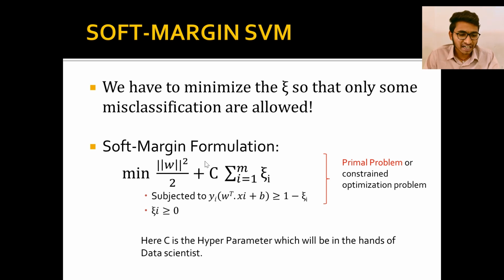We also call it a constraint optimization problem. We want to find the values of w and the zetas such that these constraints would be satisfied and this formulation would be minimized, right? This is a constraint optimization primal problem. Now who will help us to solve a constraint optimization problem?